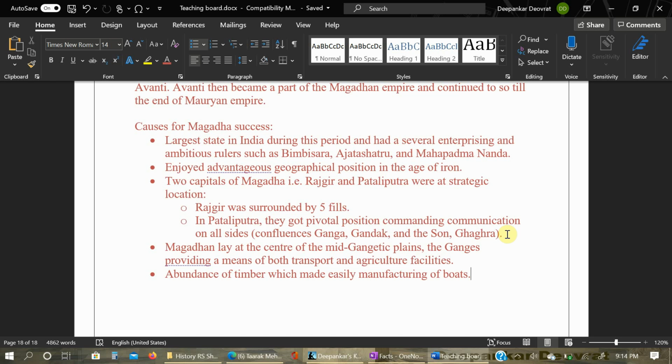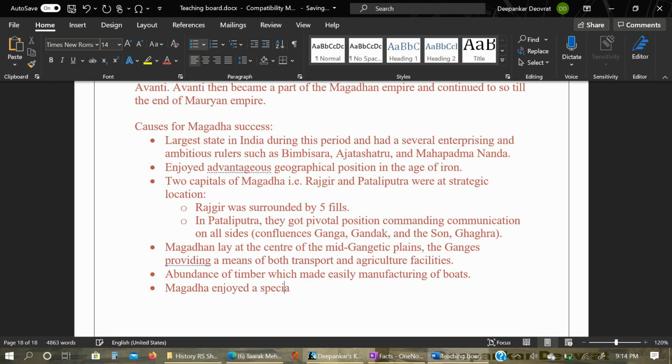And Magadha enjoyed a special advantage in military organization. How? Although the Indian states were well acquainted with the use of horses and chariots, it was Magadha which first used elephants, supplied from the eastern part of the country on a large scale, in its wars against its neighbors.